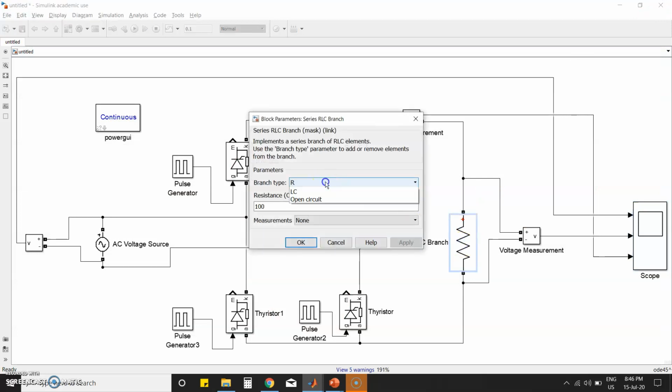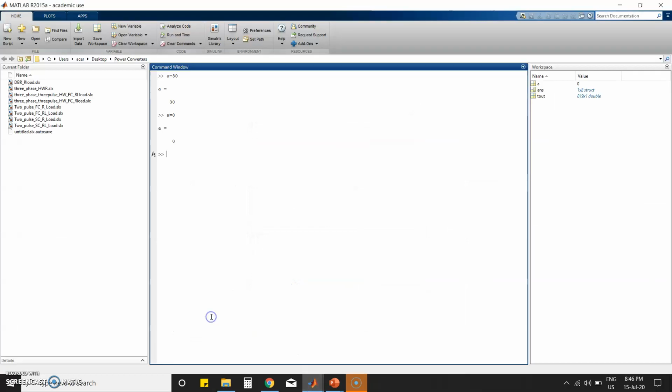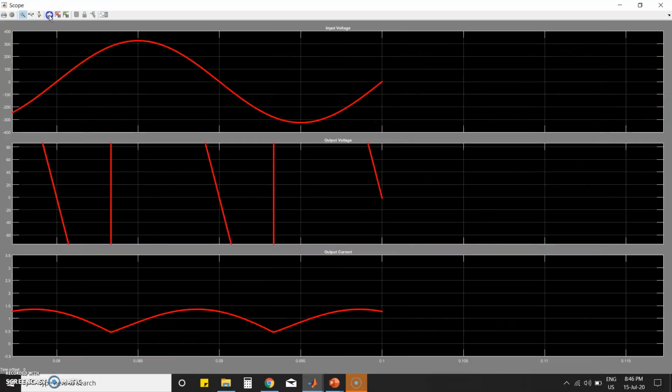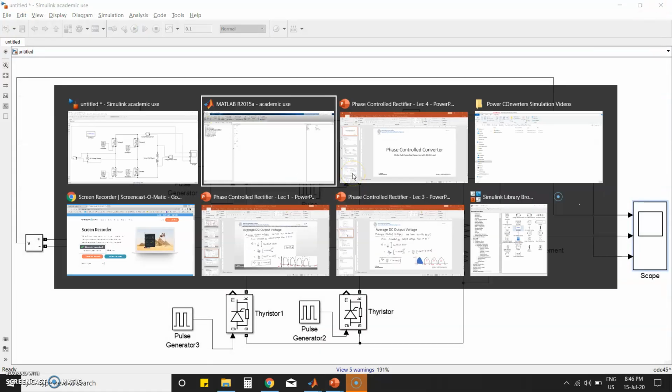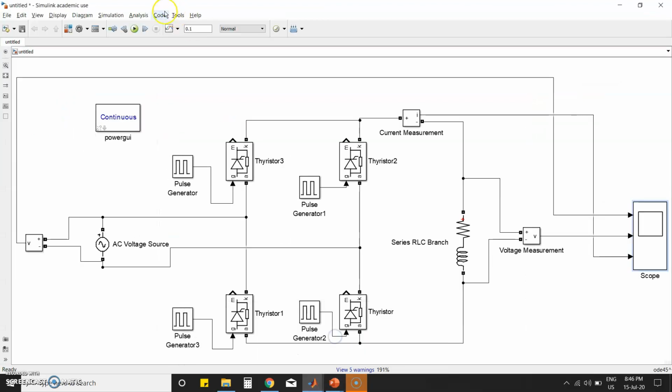Now we will change the load back to the same RL load, and we will change the firing angle to 60. Okay, now run the simulation. So the output is like this. You can see the variation of both output voltage and output current. See, this is how negative voltage has an impact. If the firing angle is 90, just watch the output now.